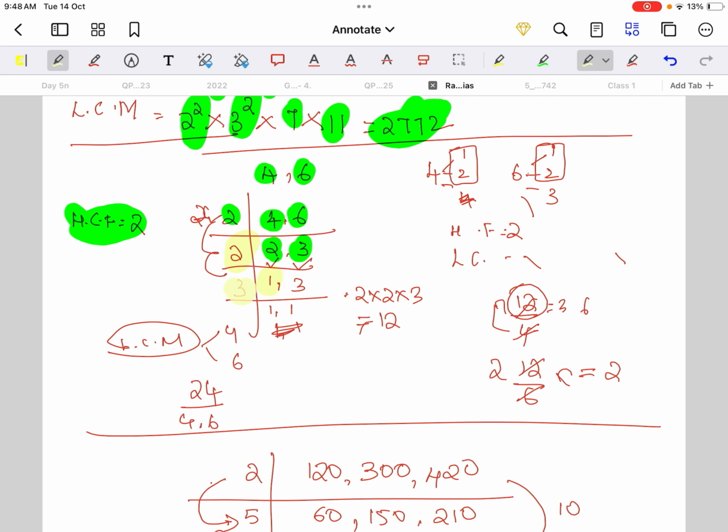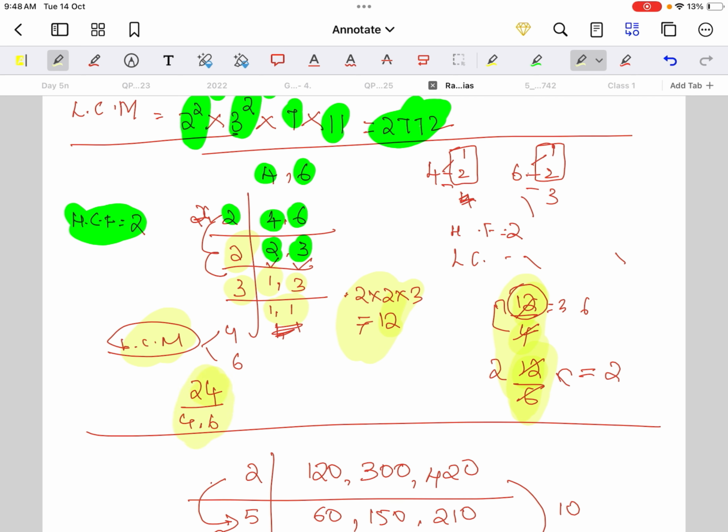Two ones are there, then again three ones are there. So it ends up like this. LCM is now 2 into 2 into 3, which is 12. For example, 12 divides by 4, right? Again 12 divides by 6. So even though there are other numbers like 24 which also divide 4 and 6, these are common multiples.